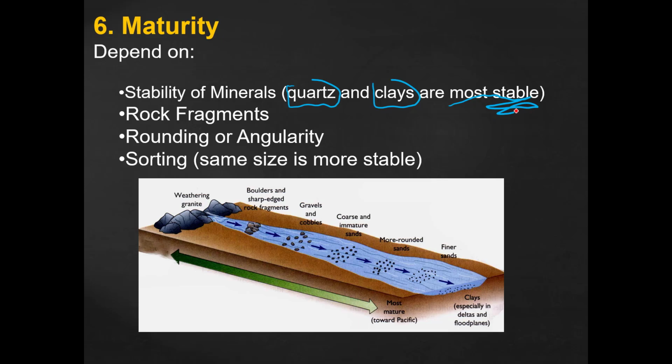It went from the mountain all the way to the beach, usually, and everything weathered away but the quartz and clay. Very mature means that there are only stable minerals in it, no rock fragments anymore, and it's all rounded. The sediments are the same size. Then we call that sedimentary rock mature. So please remember this, it's really, really important.